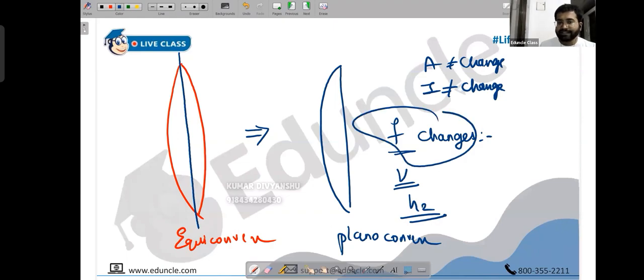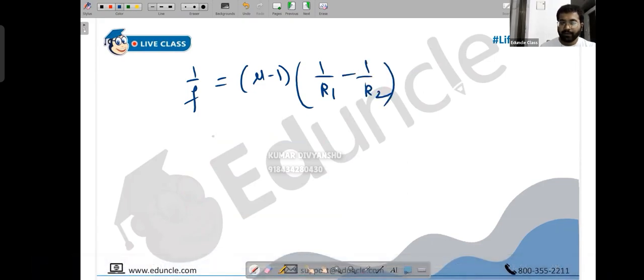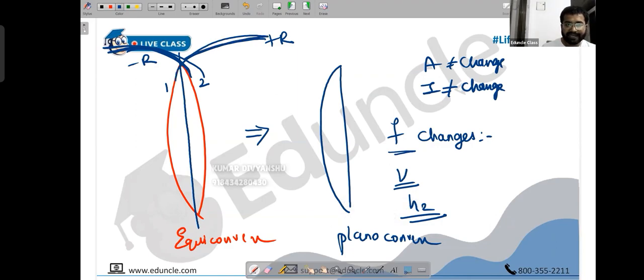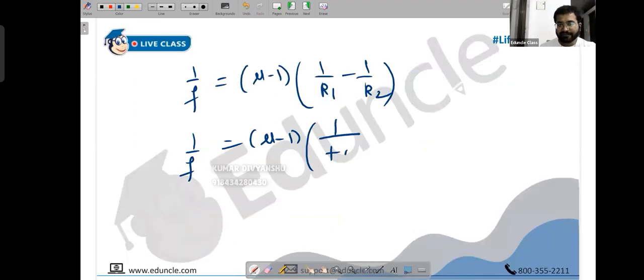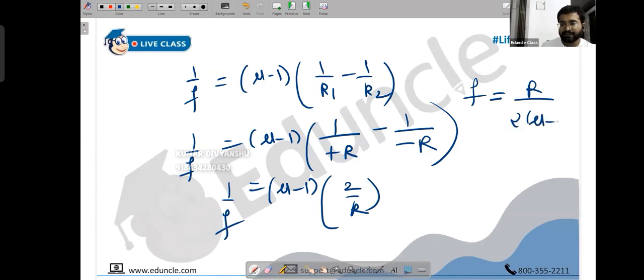Okay, and how to find the change in focal length? You remember the lens maker formula? Yes, sir. 1 upon f is (mu minus 1) into (1 upon r1 minus 1 upon r2). So for an equiconvex lens, this is the first surface, this is the second surface. The first surface goes to the right, so r1 is plus r. The second surface goes to the left, so it's minus r. Please take care, people. So this is (mu minus 1) into (1 upon r plus 1 upon r), which is 2 upon r. So 1 upon f is 2(mu minus 1) upon r, or the focal length of an equiconvex lens is r upon 2(mu minus 1).